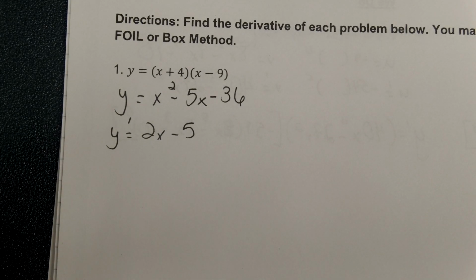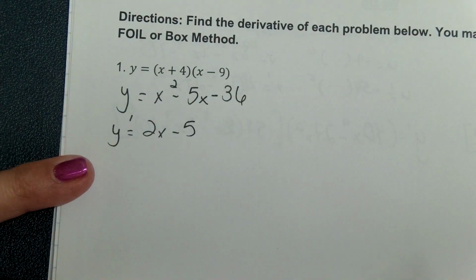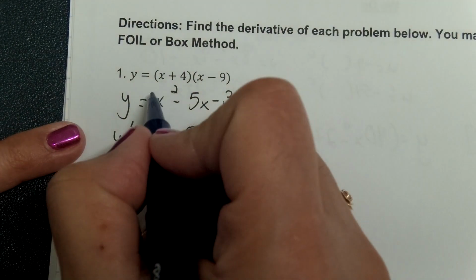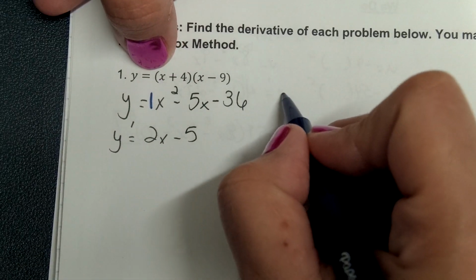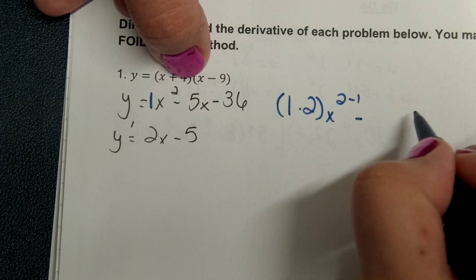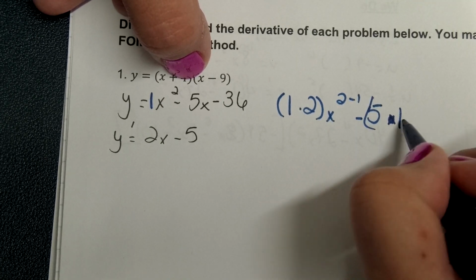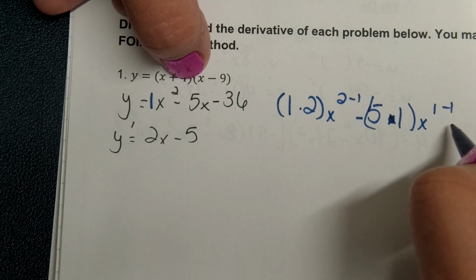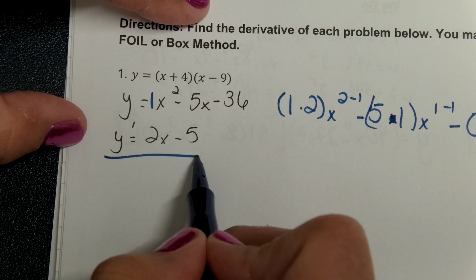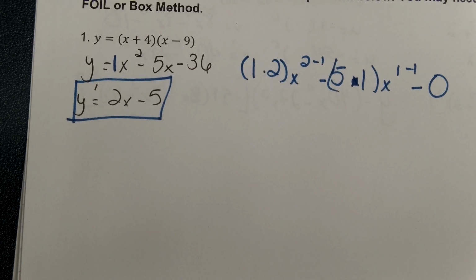And then you use the power rule. The power rule has not changed. What is the understood coefficient here if there's no coefficient? 1. So we will do 1 times 2, x to the 2 minus 1, minus 5x, 5 times 1, x to the 1 minus 1, minus 0. And that gives you y prime is equal to 2x minus 5. Okay? This is nothing new. This is what we've done before.